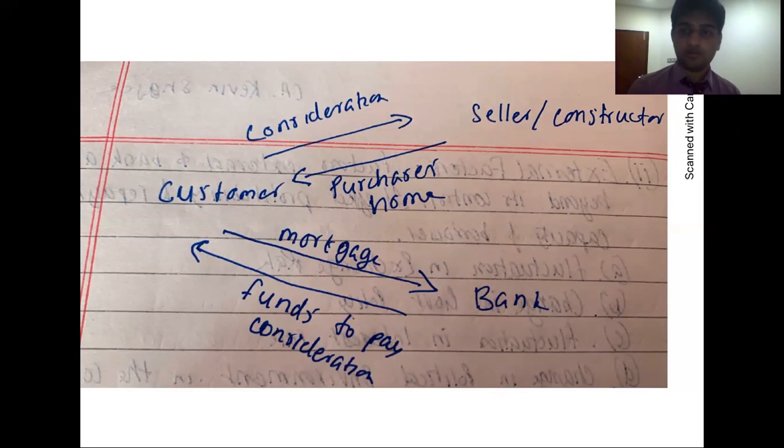The same situation happens for construction also, where he will be giving the land as collateral to the bank, and that will be the process here. So here, he gives the property as a mortgage to the bank and gets funds for paying the consideration, and pays the money to the seller or constructor.